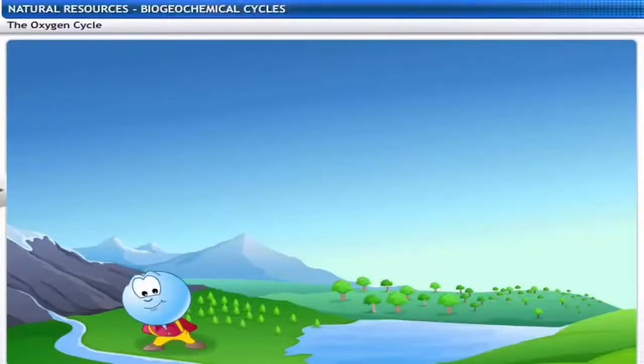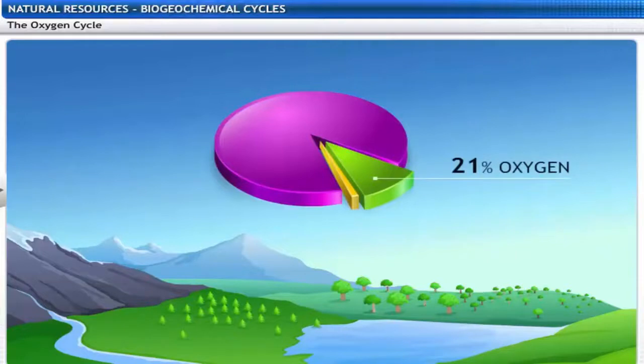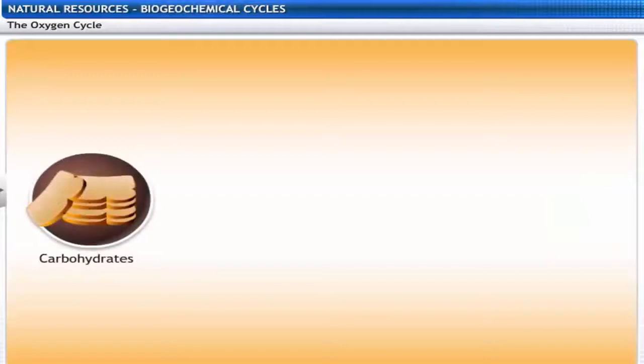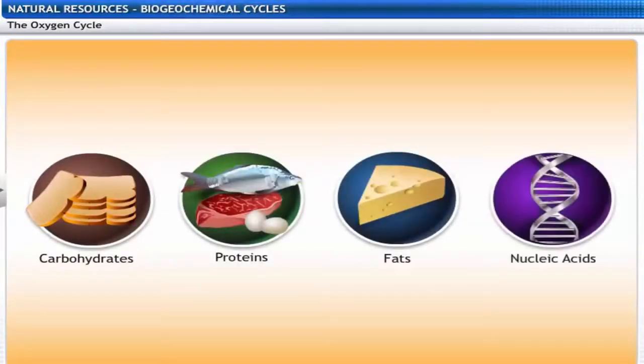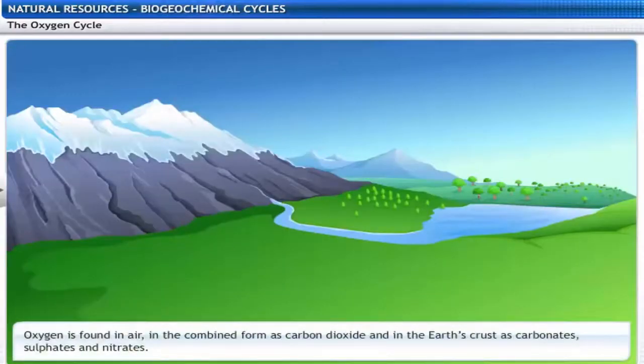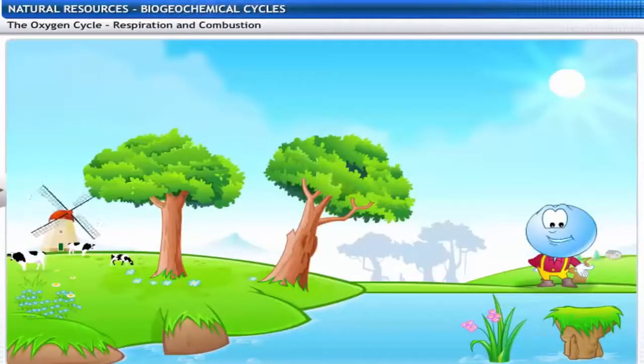Now let's take a look at the cycle I like most, the oxygen cycle. Oxygen makes up 21% of the air and is an essential constituent of carbohydrates, proteins, fats, and nucleic acids. Oxygen is found in air, in the combined form as carbon dioxide, and in the Earth's crust as carbonates, sulfates, and nitrates. Here's a detailed look at how the cycle works.